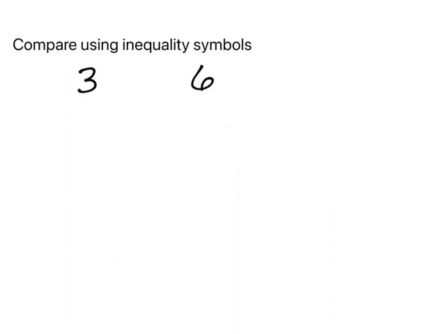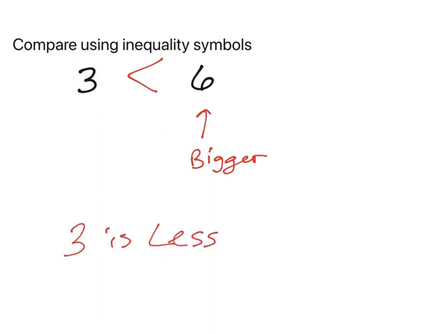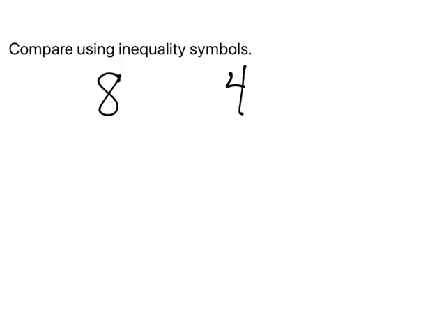Now, let's compare using inequality symbols. So we're going to compare 3 and 6. Well, we notice that 6 is the bigger number. That means the crocodile should eat the bigger number, and 3, so 3 is less than 6, right? Because the smaller number comes first. The crocodile eats the bigger number. 3 is less than 6.